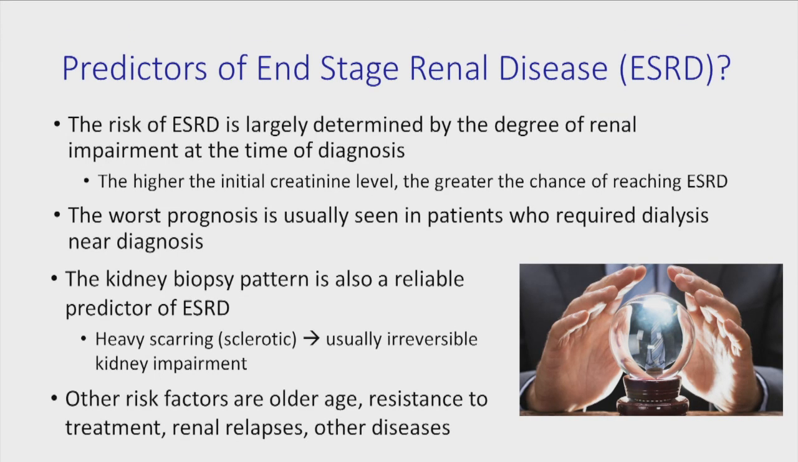So what about our crystal ball? What are the predictors of end-stage renal disease? The risk of end-stage renal disease is largely determined by the degree of renal impairment at the time of diagnosis, and as Dr. Spex mentioned, 6 months after the diagnosis. The higher the initial creatinine level, the greater the chance of reaching end-stage disease. The worst prognosis is usually seen in patients who require dialysis soon after the diagnosis. But even those patients, as I mentioned, some of them don't need dialysis for life.